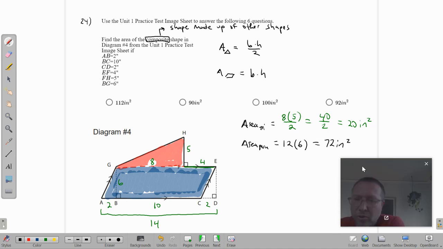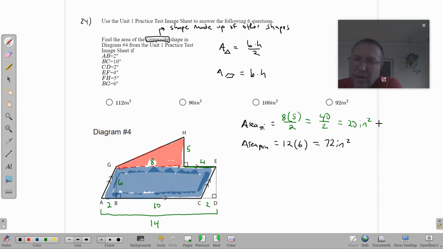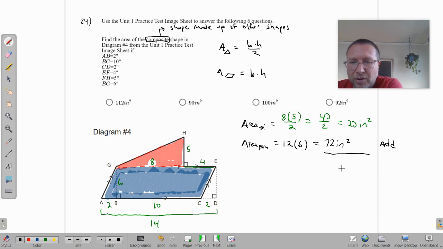And then we want to know the total thing. So to know the total, we're just going to add these two things together. So the total area, 20 plus 72, would be 92 inches squared, which would be that one right there.